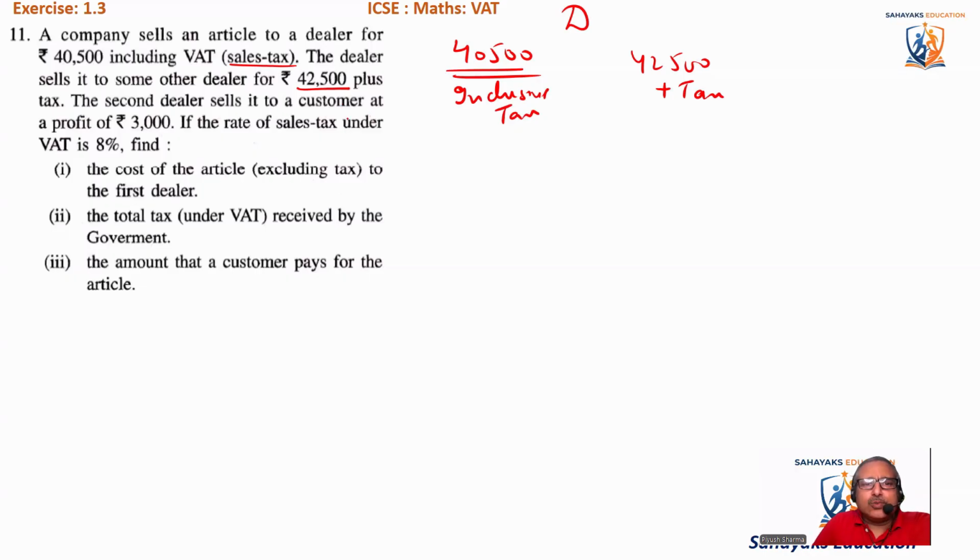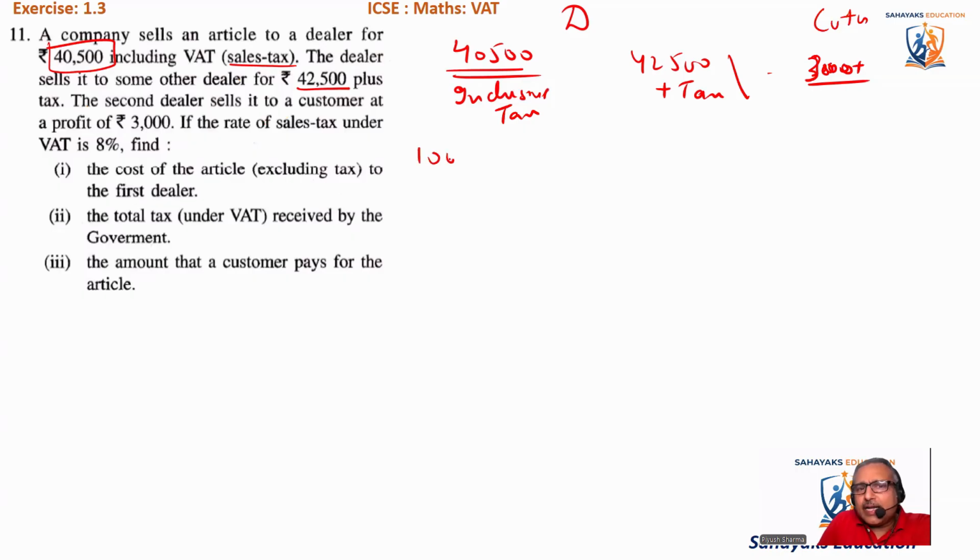The second dealer sells it to a customer at a profit of 3,000 rupees. So he got it for some price, and then finally he sold it to the customer for 3,000 plus that amount. Let's do it step by step. First of all, let's find out the price at which the dealer sold it. It's mentioned as 40,500, but that is inclusive of VAT. So we have to find out what the price is without VAT, because when we're computing, we should compute everything without VAT. VAT is 8%.